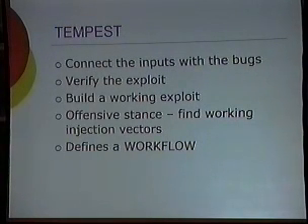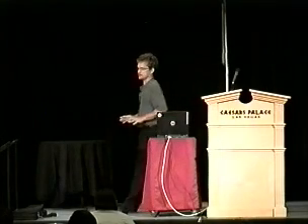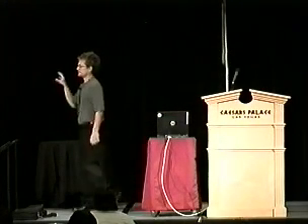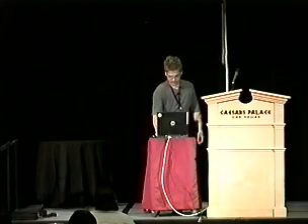So the whole point of this exercise is to connect your inputs with the bugs. User-supplied input over here, possible bug over here. I want to make sure I can get the user input all the way down over there. Obviously this can help you verify an exploit, build a working exploit. This is an offensive stance. More importantly, this goes back to the workflow. The stuff I'm working on is about a workflow that helps you get more stuff done faster and helps you scale up your operation.